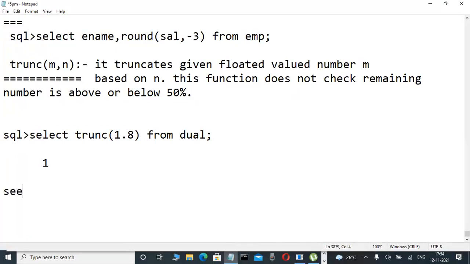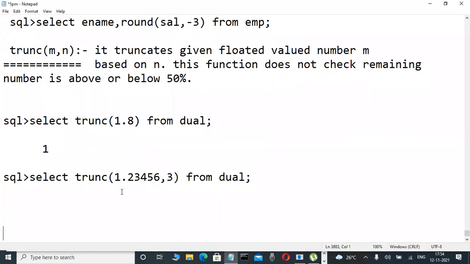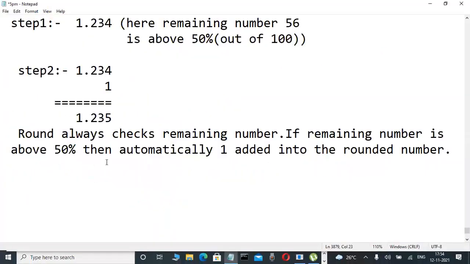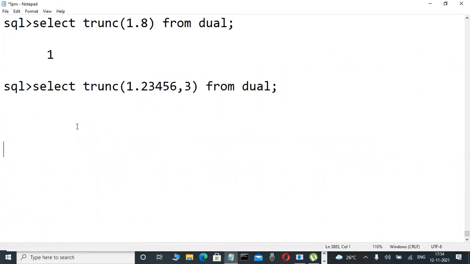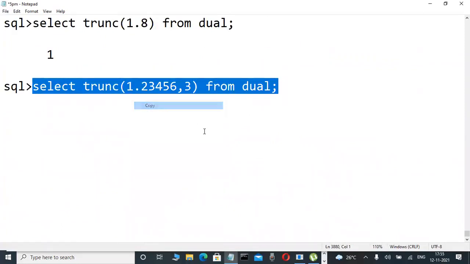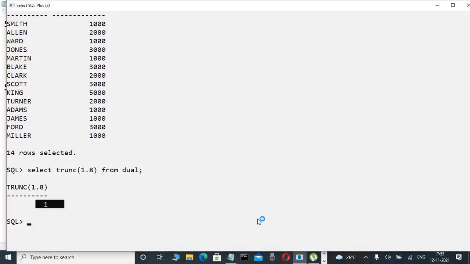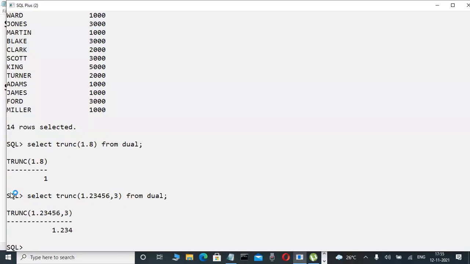Next, this one also, tell me fast. Select truncate of 1.23456, anything also, comma 3, from dual. Nobody is mistaken here either. Very good, 1.234. Why? Because the remaining digits are not checked, they are just removed. That's why 1.234. All are telling correct answers. Very good. Here like this only. This one also, write it.